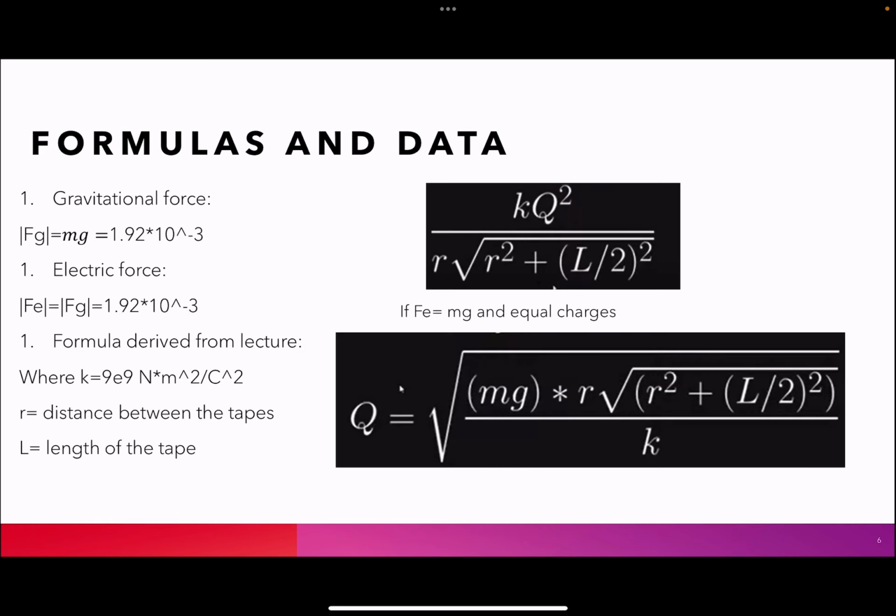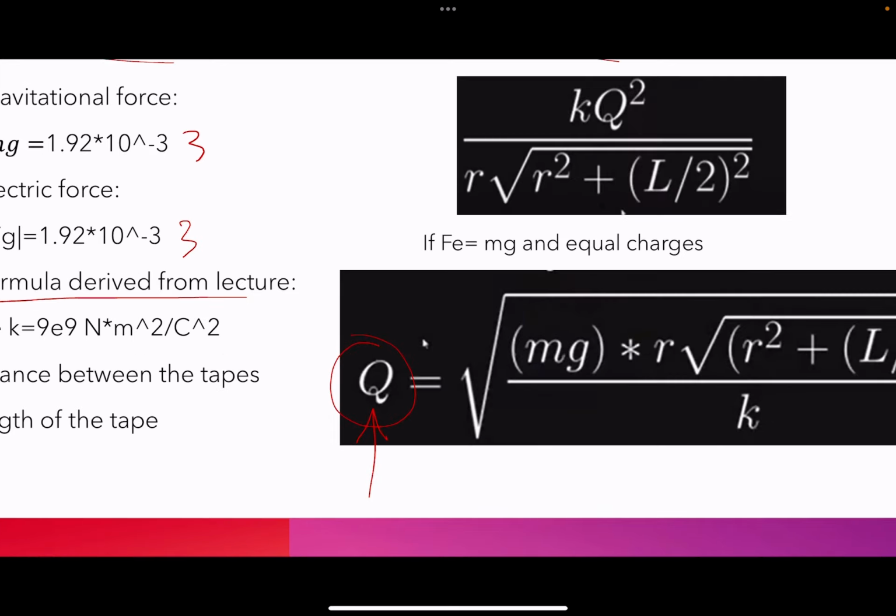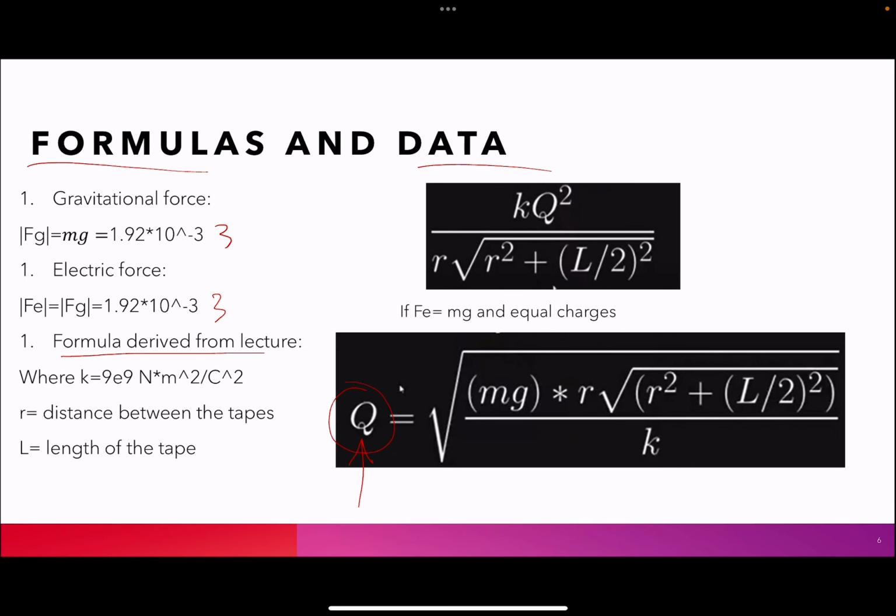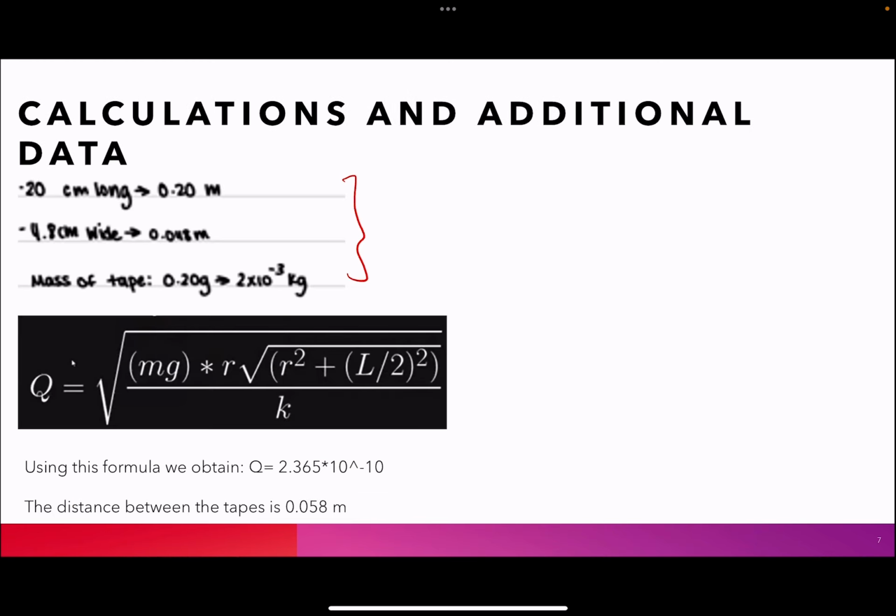So after this, we're going to use formulas and data to calculate our gravitational force, which will be the same as electrical force. And then we derive this formula from lecture, which is to calculate Q, big Q. So we're going to say that k is 9 times 10 to the 9th newtons times meter squared over coulomb squared. r is the distance of the tapes, and L is the length of the tapes. So this is the data obtained, and we plug everything into this, and we get this number, which is 2.4 times 10 to the negative 10, and the distance we get is 0.058 meters.